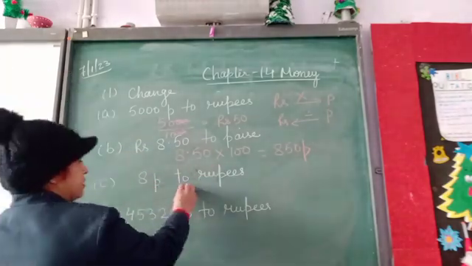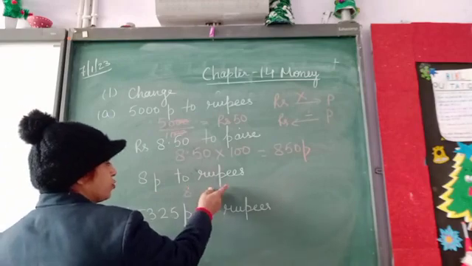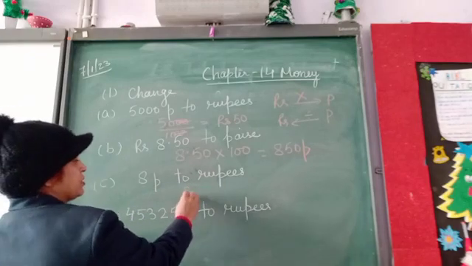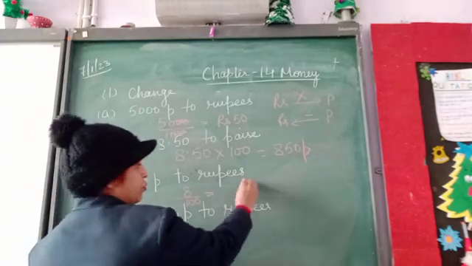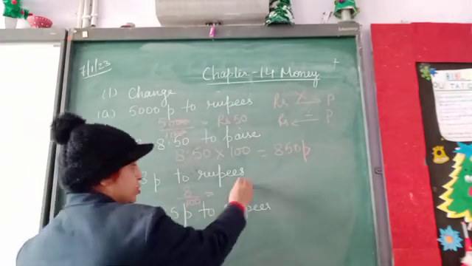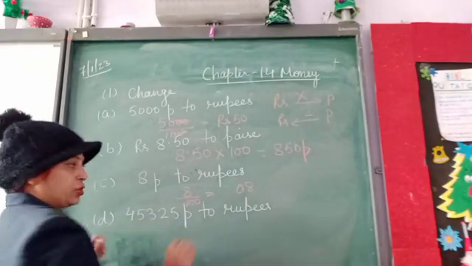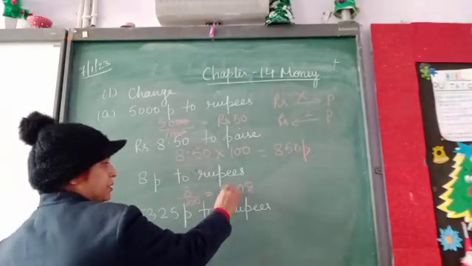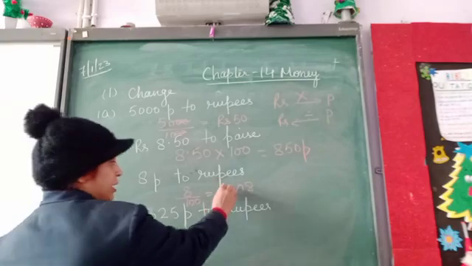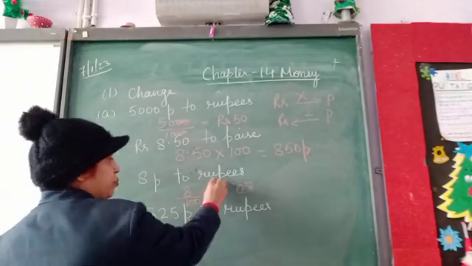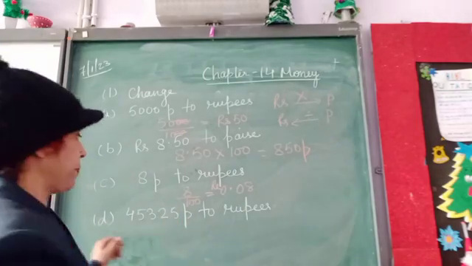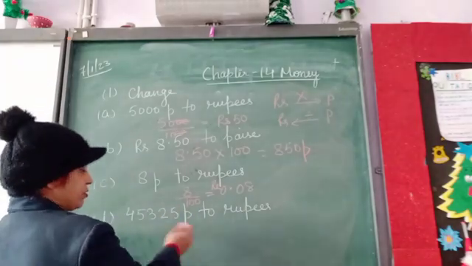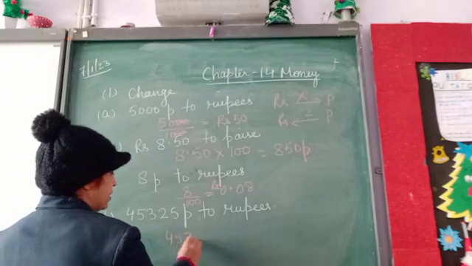Now 8 paisa. This again you have to change into rupees. So paisa to rupees means you have to divide by 100. Now 8 is one digit, then 0 because there is no number before it. So it has become paisa. Now put the point here and then 0. So it has become rupee because it is less than 1. So rupee 0.08.